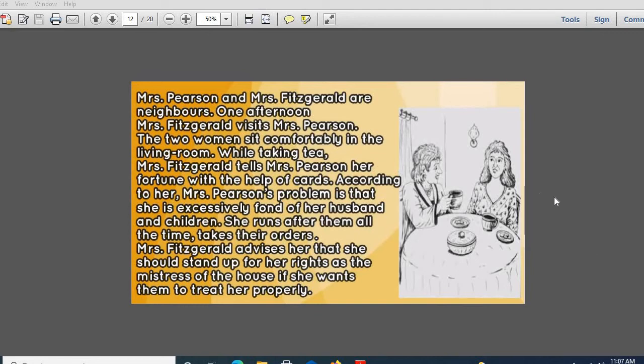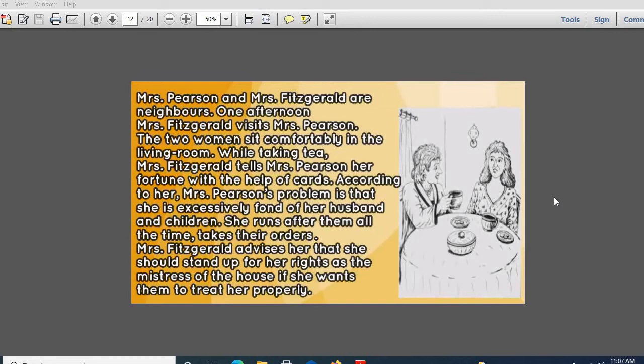The two women sit comfortably in the living room, or dining hall, or you can say living room. While taking tea, Mrs. Fitzgerald tells Mrs. Pearson her fortune with the help of cards, because as you know, just now we read that Mrs. Fitzgerald is actually a tarot card reader. So she performed that particular tarot card reading session with Mrs. Pearson, and she told the fortune of Mrs. Pearson in front of her.